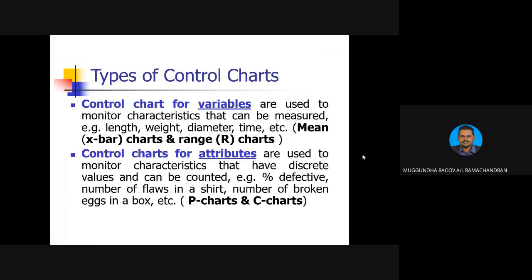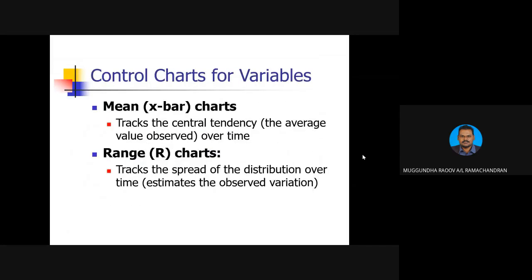So the types of control charts are done. Now class, let's move on to the X bar chart and R chart. For the control charts for variables, as I mentioned before, the mean X bar chart uses the data of the average value observed over time, while the R chart uses the distribution over time.